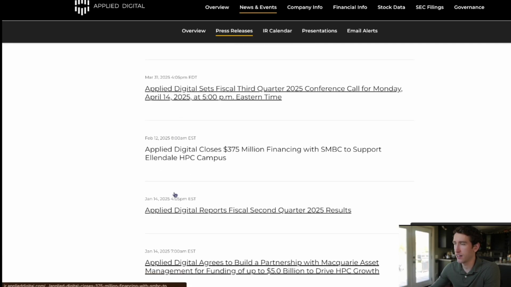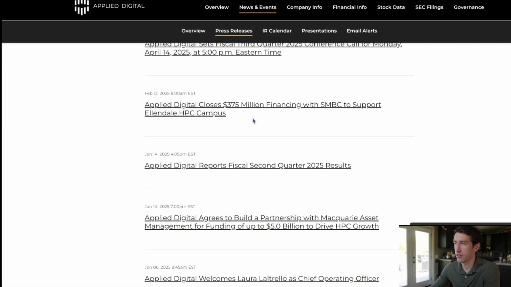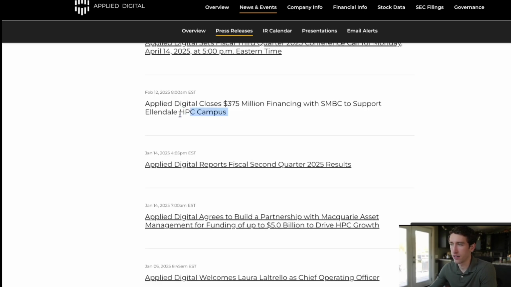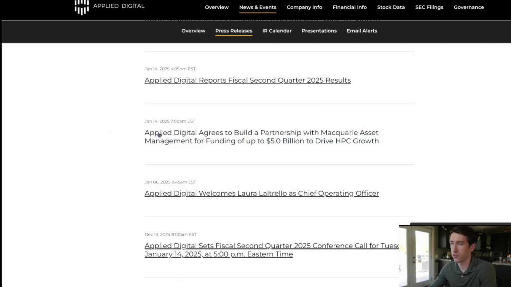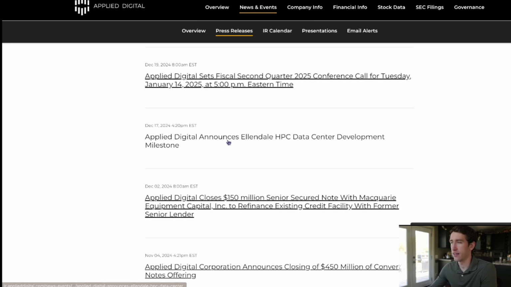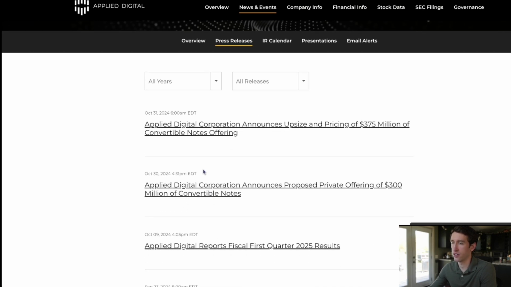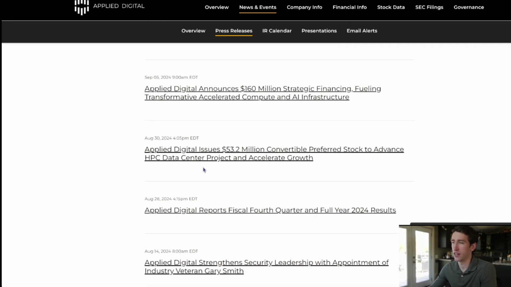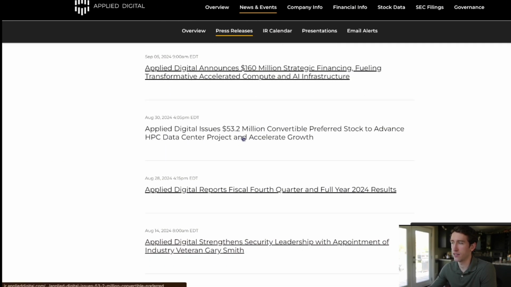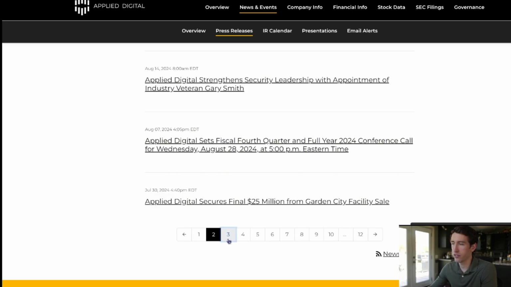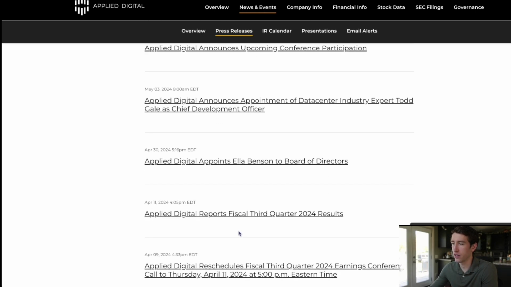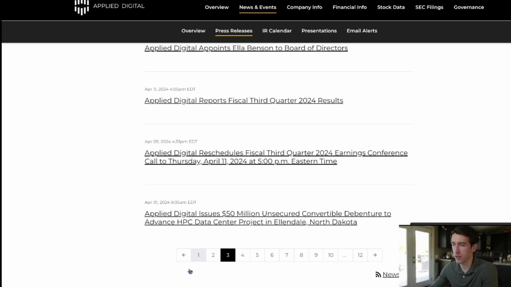They got financing here, 375 million financing with SMBC to support the Ellendale HPC campus. They got a $5 billion partnership for data centers there. They're building new data centers quite often. They did do some convertible notes, as you can see. So they were raising money as well in some instances. But it seemed that they were securing new facilities, new data centers that they were announcing, $50 million here, $25 million there.